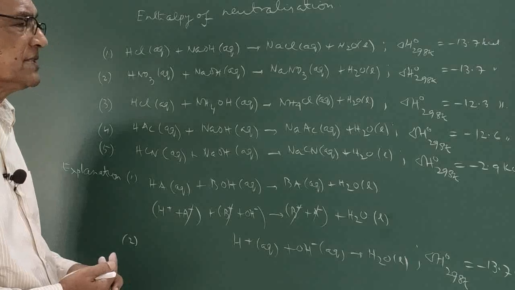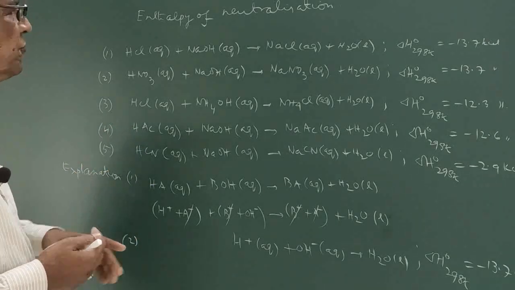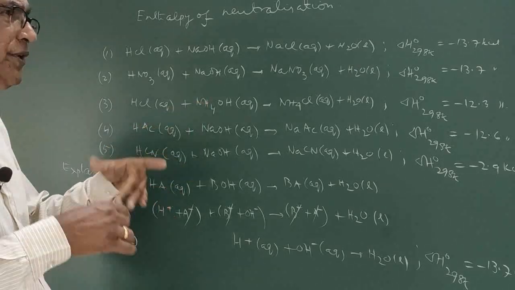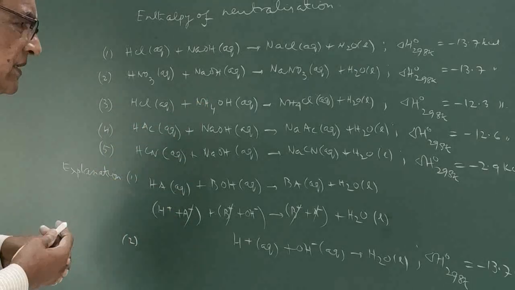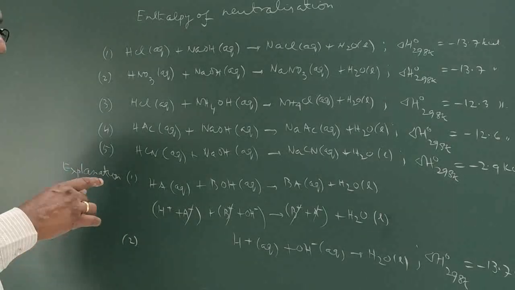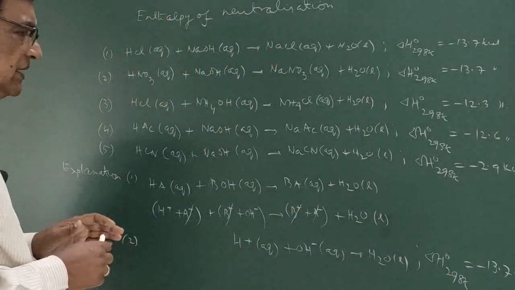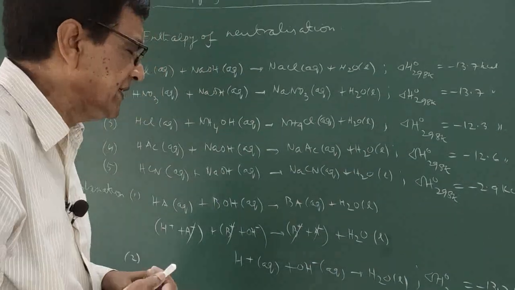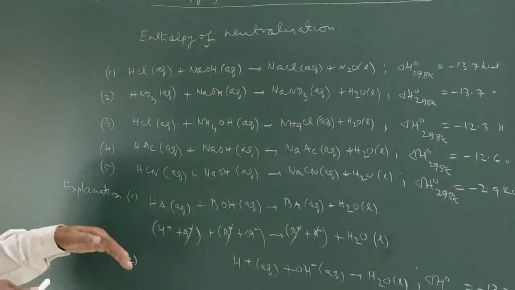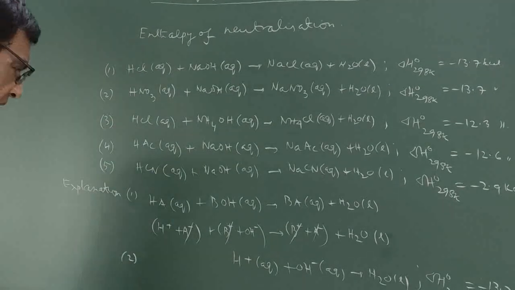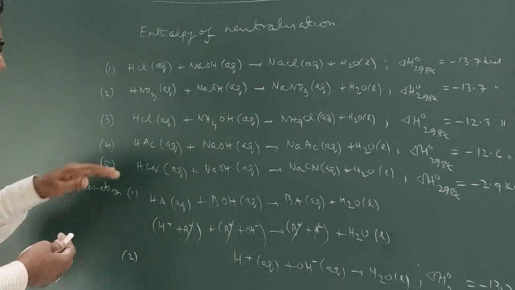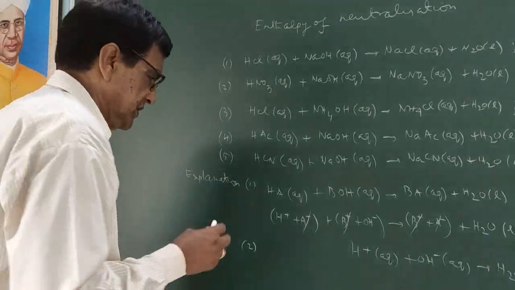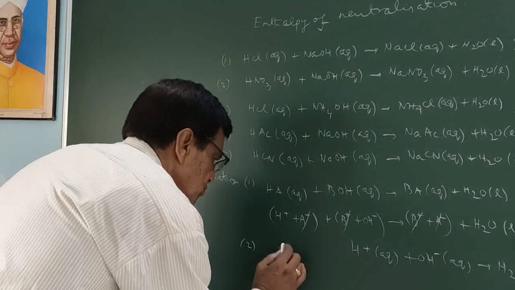The second application is that if we take one weak acid or one weak base, then this will be less than this one. Why? Actually, a portion of the heat released due to the neutralization is used to dissociate this weak acid or weak base, and so from that value we can calculate the enthalpy of dissociation of this weak acid.